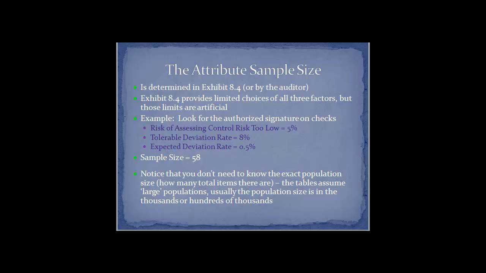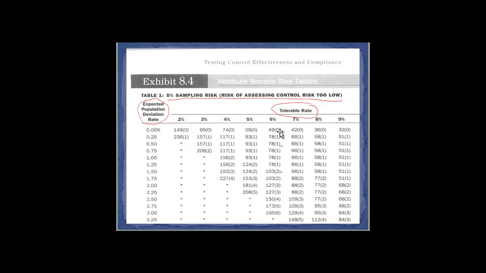Now, let's look at an example to use the table. For the sample problem, the risk of assessing control risk too low is 5%, the tolerable deviation rate is 8%, and the expected deviation rate is 0.5%. So we're in the right table, the top half, 5% sampling risk.